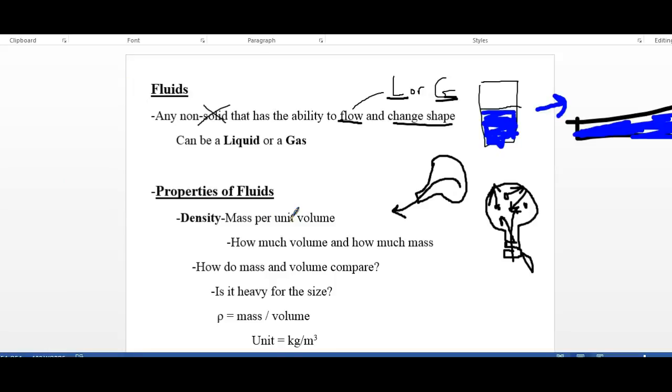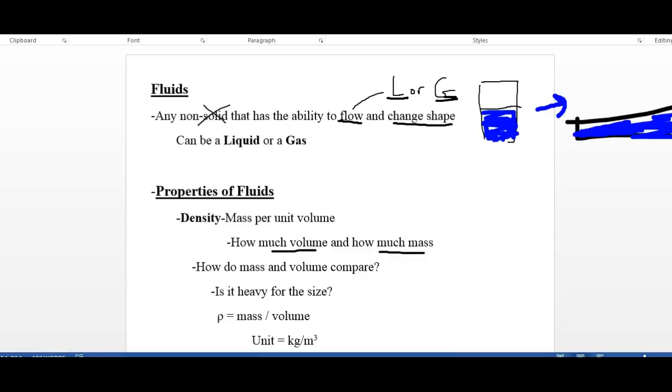Now there are some basic properties of fluid, and something that really is important, not just for the fluid but for the thing that goes into the fluid, is something called density. And density is just mass per unit volume. So how much volume does it have, and how much mass? A good example of this is lead. So if we could go to the store and buy a cube of lead, Pb, and it was maybe 1 centimeter by 1 centimeter by 1 centimeter, a cube.